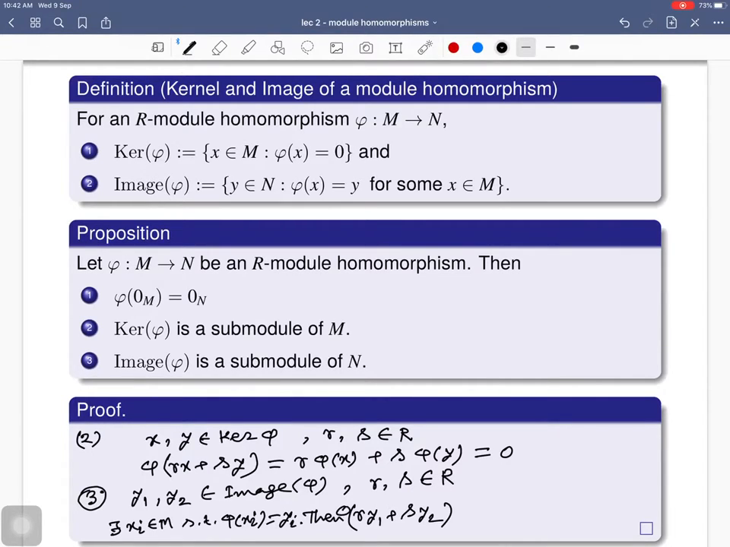you apply phi on this thing. Yeah. So yeah, then we want to prove that this element, it is there in the image of phi. So we can observe that this is same as the image of R times x1 plus S times x2. Yes. So this completes the proof of the third statement.